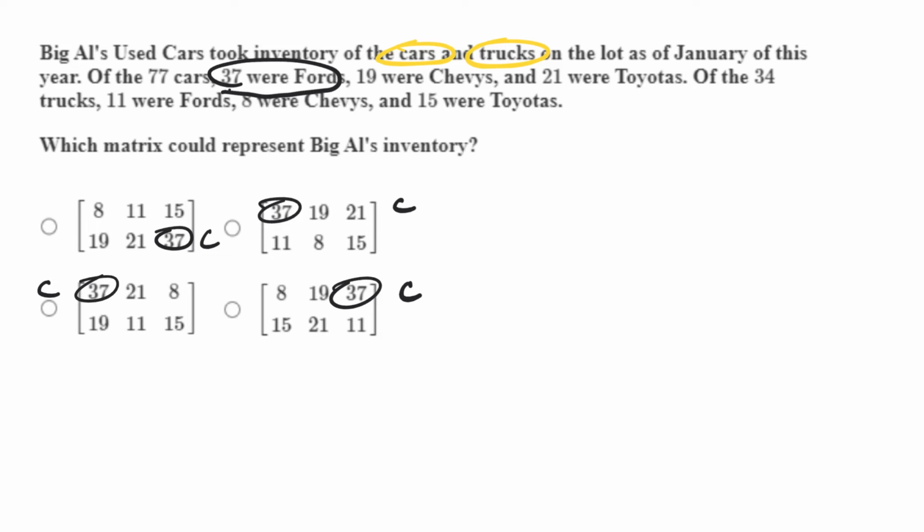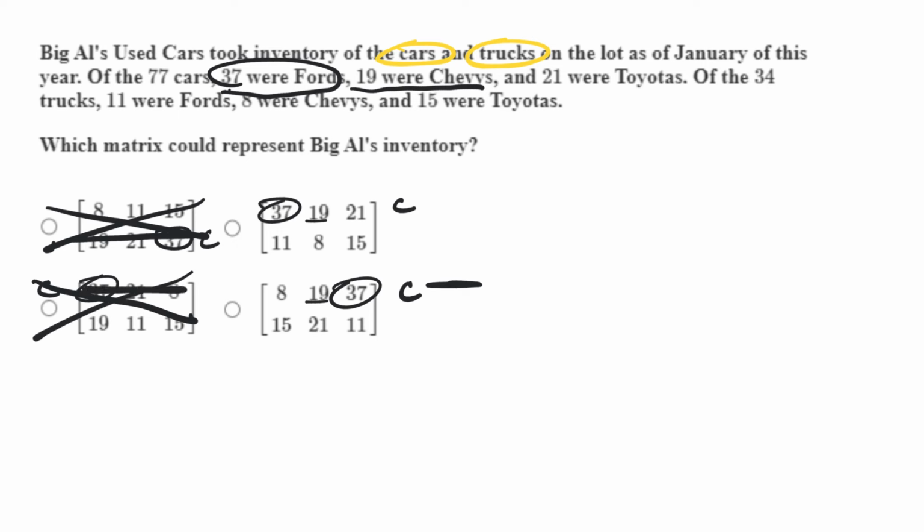So we'll keep looking. It says 19 were Chevys. So 19 needs to be in the same row as each of these. I see a 19 in this row. I see a 19 in this. I do not see a 19 in this one, which makes it wrong. I do not see a 19 in this row, which makes it wrong.